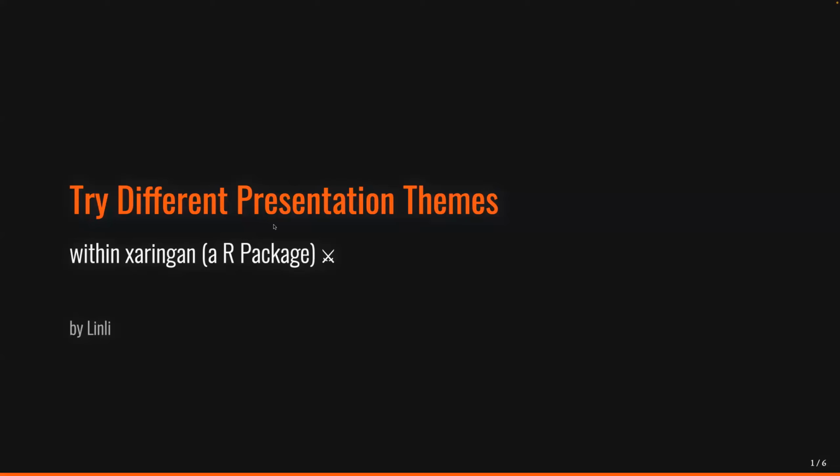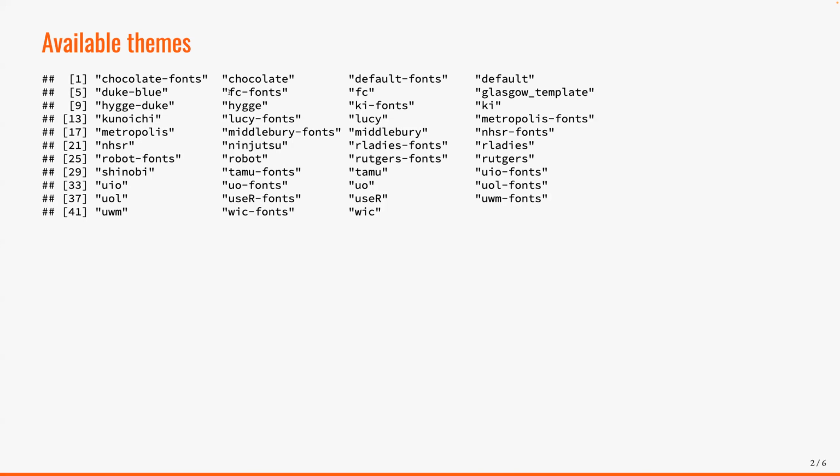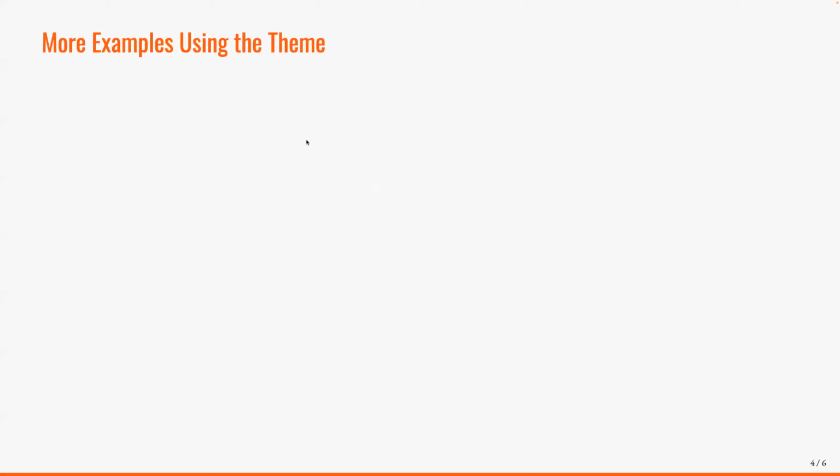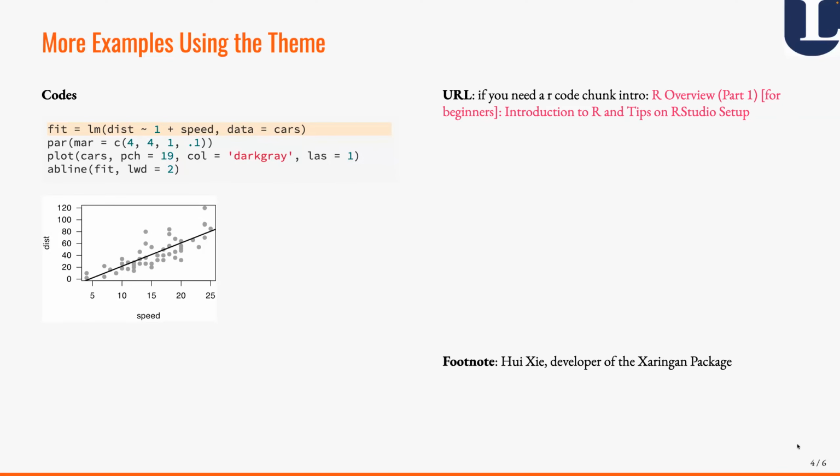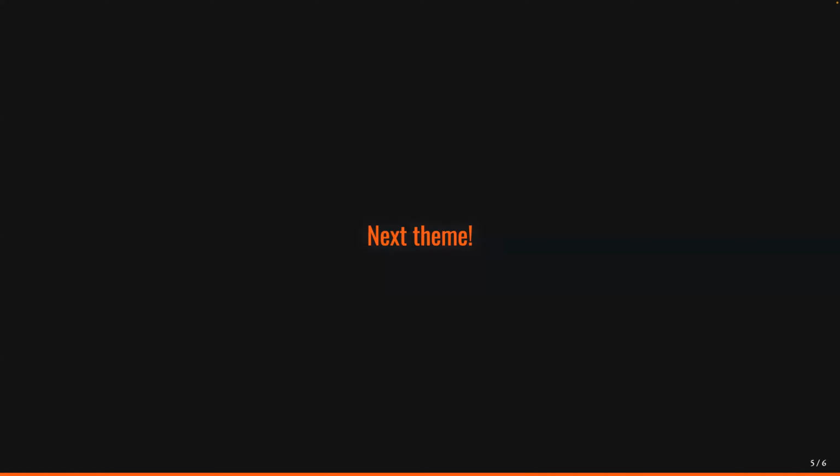Well, the next theme is a little bit red and black in style, and this is the fourth one, FC. So FC fonts and FC in combination in the CSS argument. A little bit more examples. It's pretty much very orange-ish. The highlight becomes orange also, because if you remember, previously it was yellow. Okay, a red URL link again, and this is the footnote. What's next?